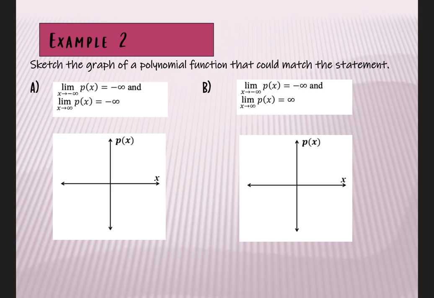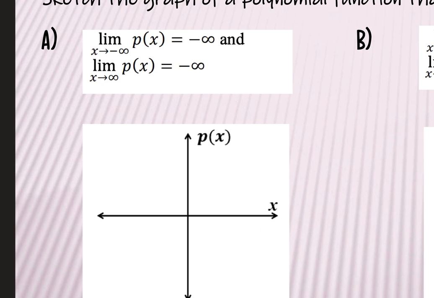All right, so this one says, sketch the graph of the polynomial function that could match the statement. Now, we know nothing about the in-betweens. All we know is the end behavior. So we're literally just drawing the ends of the arrows, okay? If I look at A, this says as x approaches negative infinity, my graph is going to negative infinity, so it's going to decrease. So this side of my graph goes down.